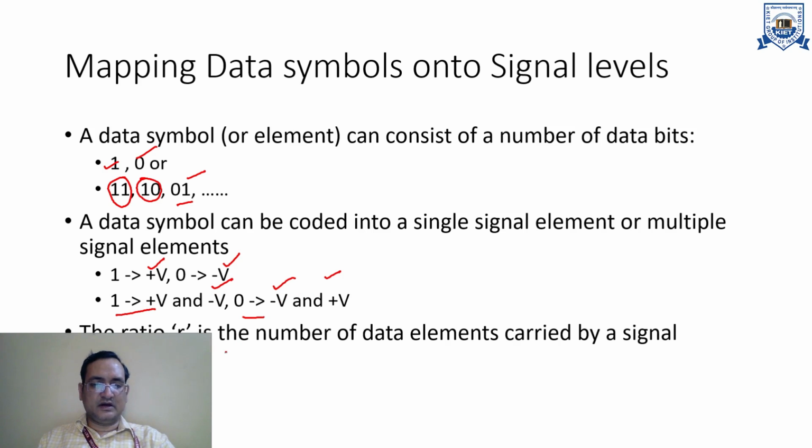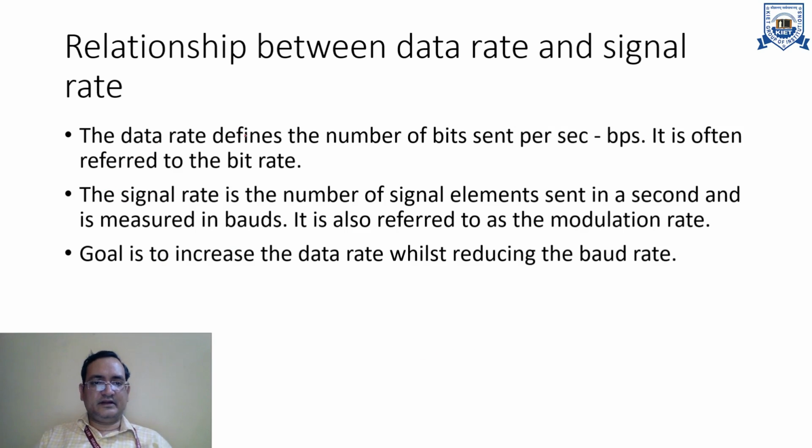The ratio R is the number of data elements carried by a signal. The data rate defines the number of bits sent per second. For example, if I am transferring 100 bits per second, it will be considered as 100 bps, and this is the bit rate of the transmitted data. It is often referred to as bit rate.